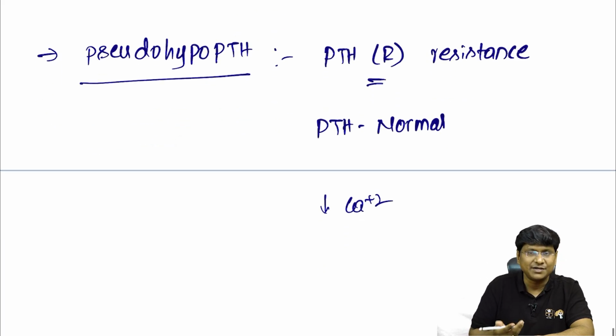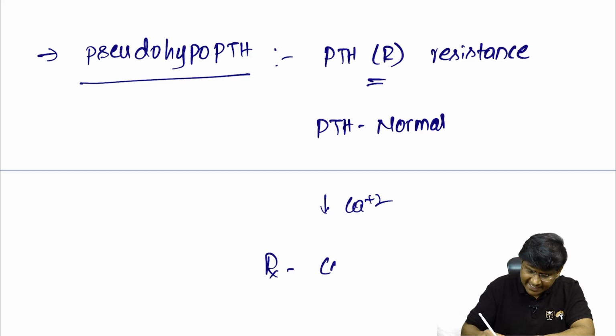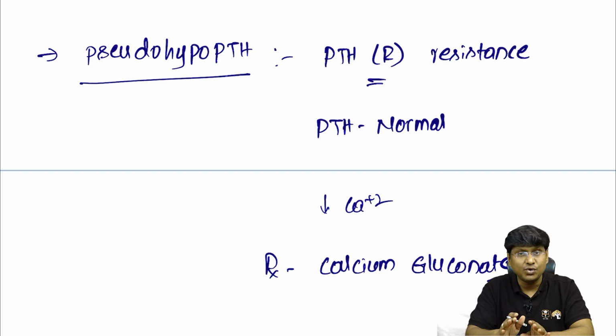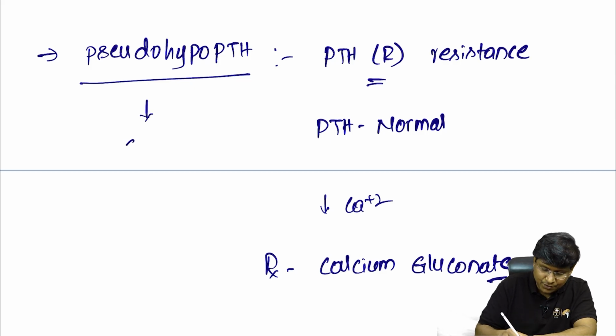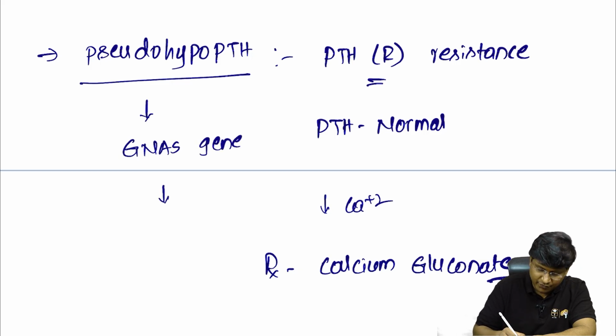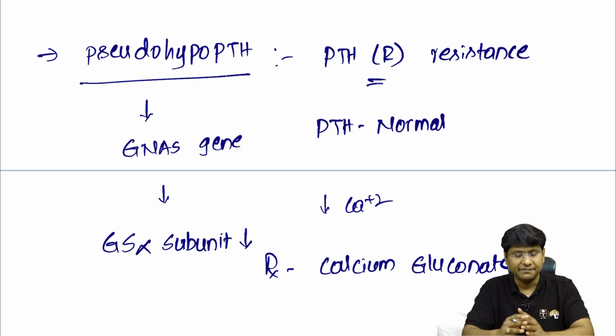So what is the treatment that you need to give in these patients? You need to give calcium gluconate because these patients have hypocalcemia. And you need to remember that pseudo-hypoparathyroidism is mainly due to a mutation of the GNAS gene. And this GNAS gene mutation will result in what is called Gs alpha subunit deficiency. So that is about your pseudo-hypoparathyroidism.